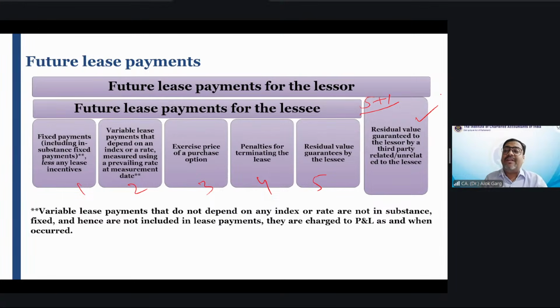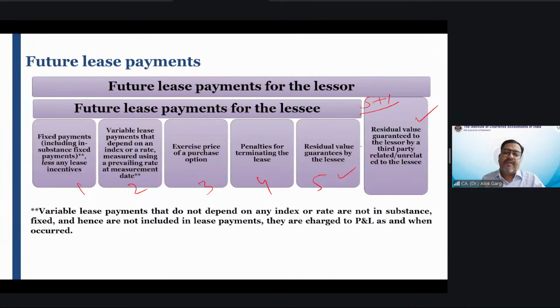But if I continue to occupy this space, I will have an employee cost also, travel cost also. So better to terminate. So at the commencement date, the lessee is very clear that the lessee is going to terminate the contract and pay the penalty. Or if there is any penalty clause inbuilt in the contract, and the lessee is reasonably certain that he is going to terminate, then those penalties for terminating the lease will also be considered as a lease payment. And the last one is residual value guarantee given by the lessee.